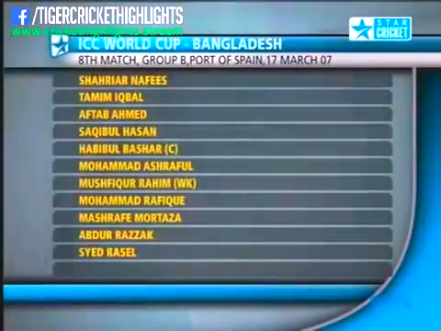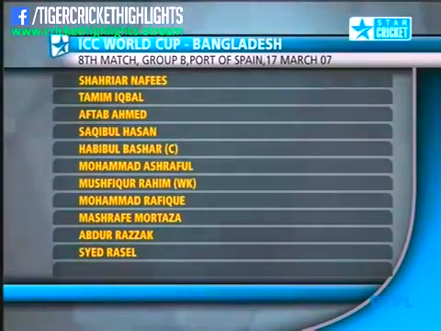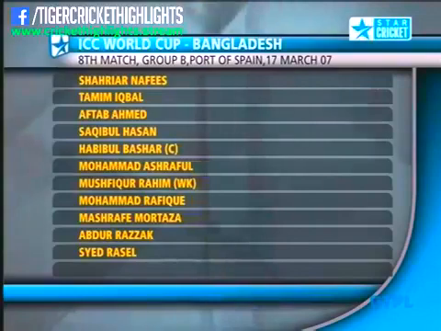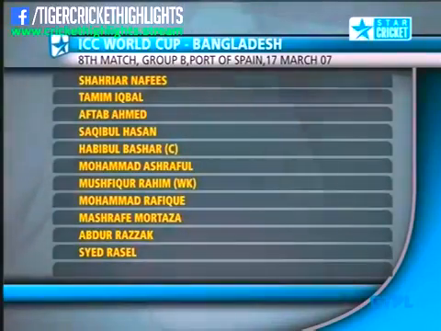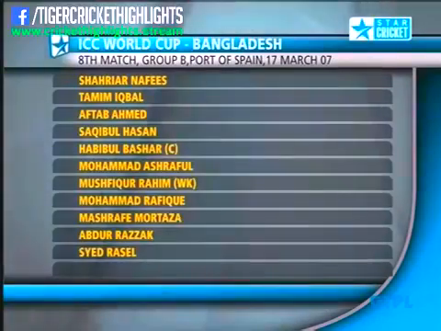A young Bangladesh side went in with 7 batsmen as well, with the relatively unknown Tamim Iqbal and Shahriar Nafees at the top. Their bowling included the young and impressive Mashrafe Mortaza and the experienced Mohammad Rafique and Abdur Razzak to accompany Syed Rasel. Rahul Dravid won the toss and chose to bat first.